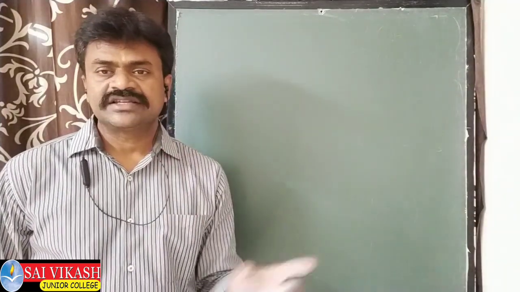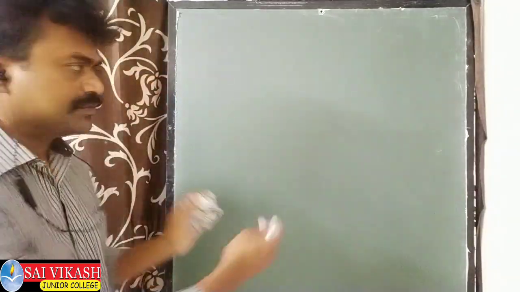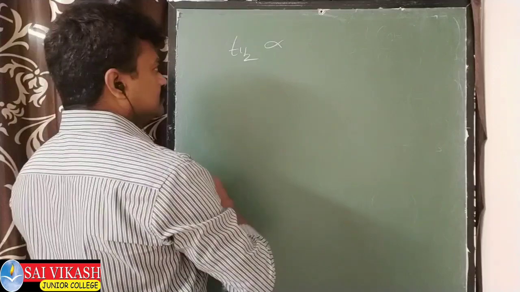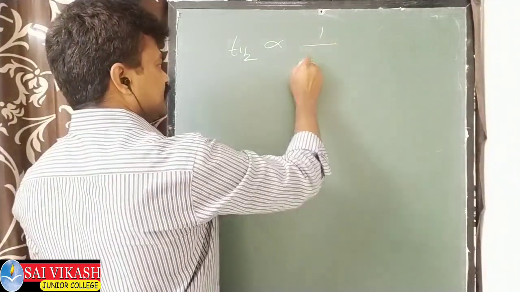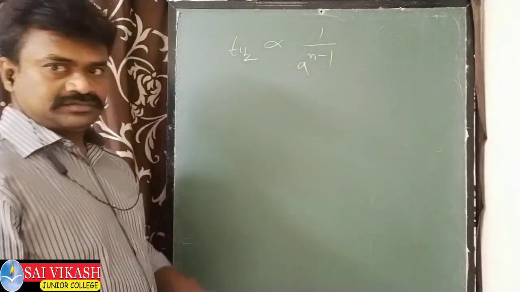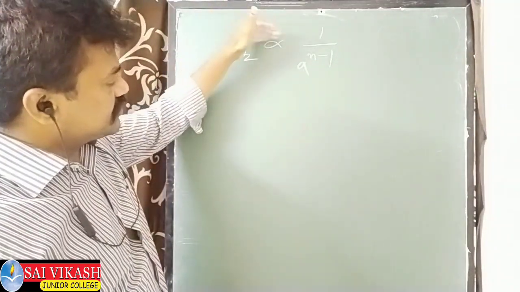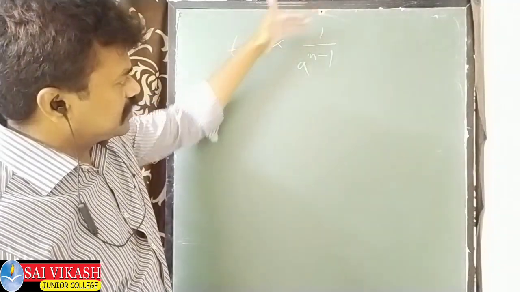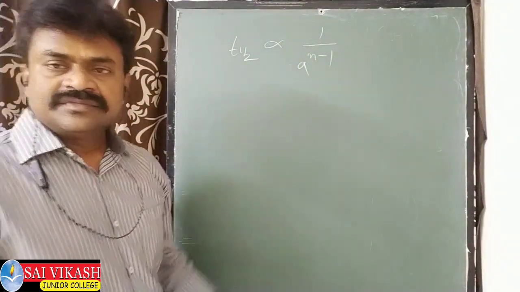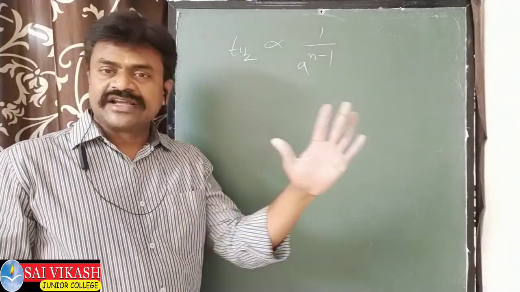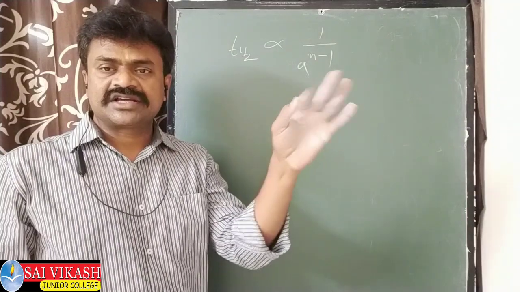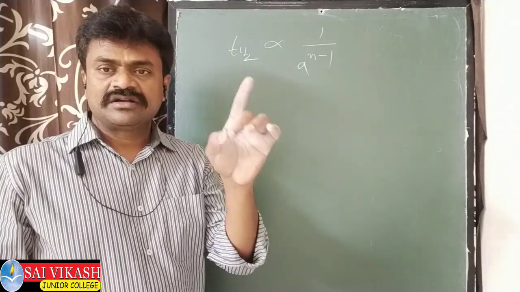To know all these things, I will tell you one direct formula. The half-life of anything is inversely proportional to 1 by a to the power of n minus 1. This is one formula. From this you can get the dependence of half-life on initial concentration.